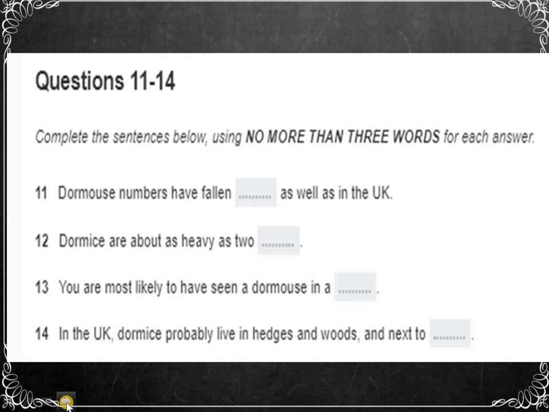Dormice are about as heavy as 2 something. So they have a comparative object here, which we need to find out. You are most likely to have seen a dormouse in A. So that should be a location most probably. In the UK, dormice probably live in hedges and woods and next to something. So that's another region or location that we need to find out. So I'm going to be playing the audio and you can infer the answers from that.